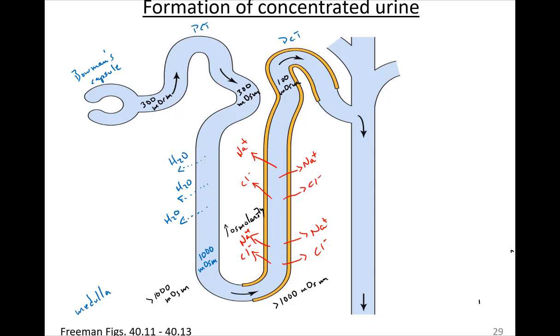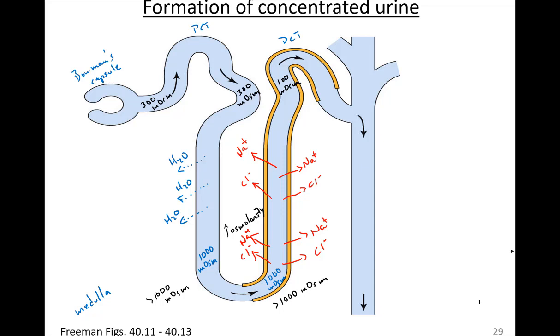So we've got this very concentrated filtrate down in the medulla, more dilute filtrate leaving the loop of Henle and entering the distal convoluted tubule. So what happens when that filtrate then reaches the collecting duct?